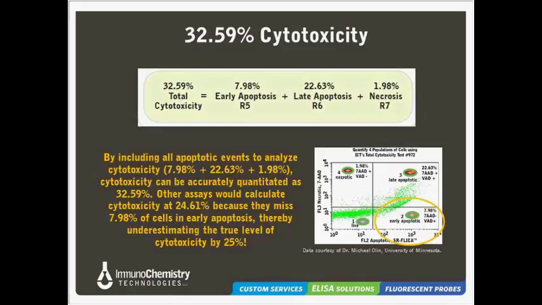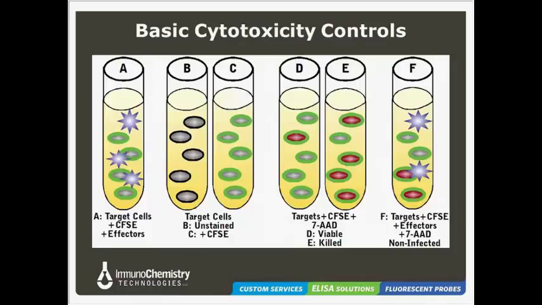Okay, that was another slide I went through pretty quickly. Let me find that here. So with the basic kit, you need controls for your experimental cells, which would be treated and untreated cells. And then you also need some unstained and stained target cells so that you can gate on the CFSE positive cells, which are the B and C. And then some unstained live and dead cells, which are stained red as controls for the 7AAD.